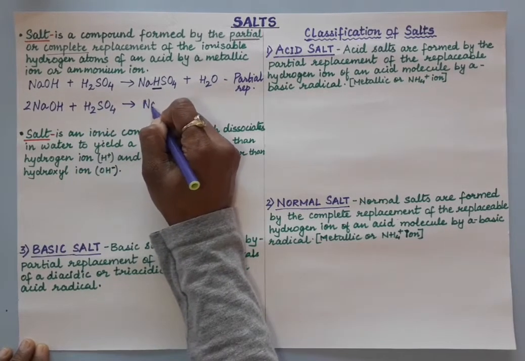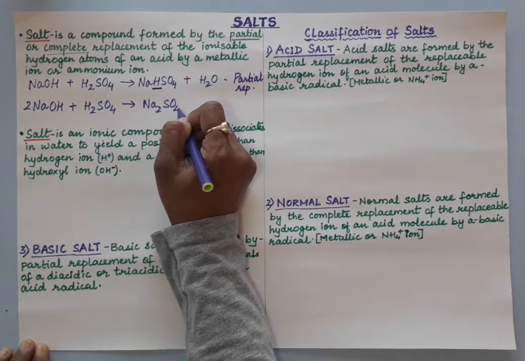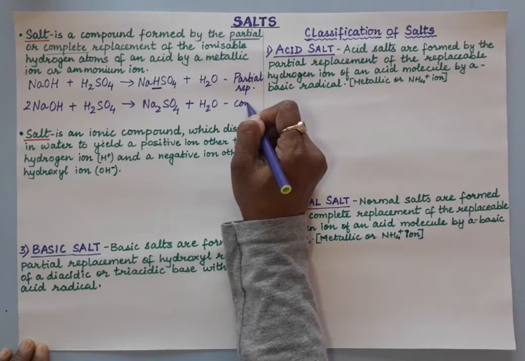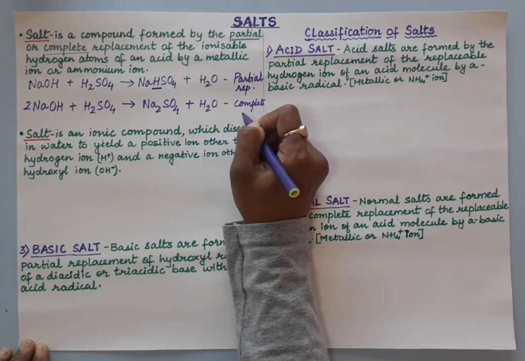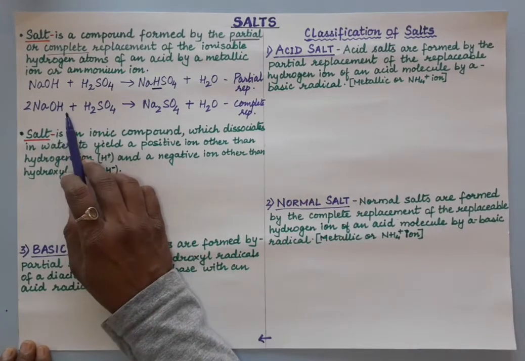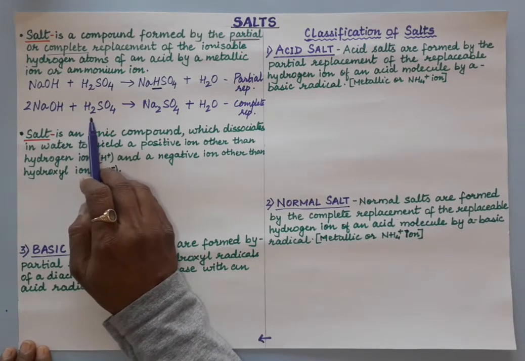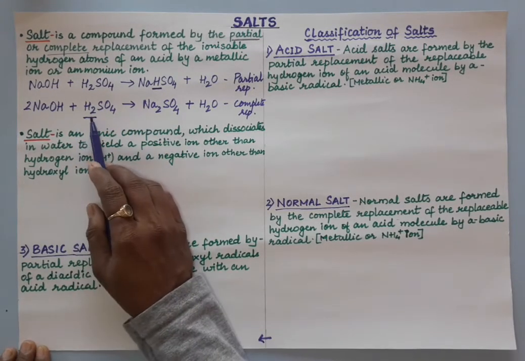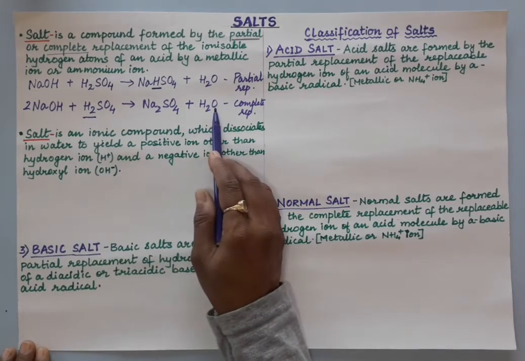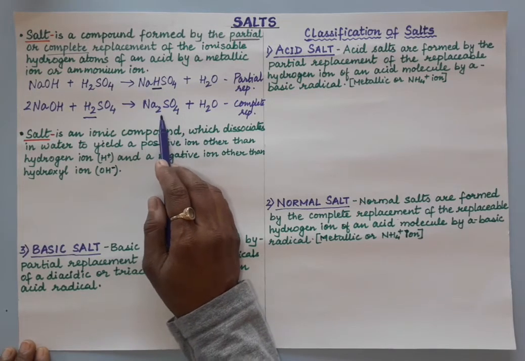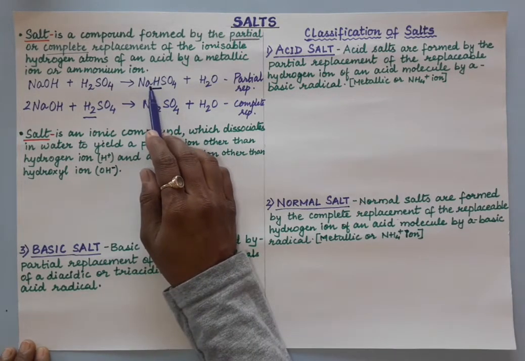We will get here normal salt, that is Na2SO4 plus water, and this is complete replacement. See here, both the hydrogen atoms of the acid are getting replaced over here, right? And we will get here normal salt. So this is complete replacement and this is partial replacement.